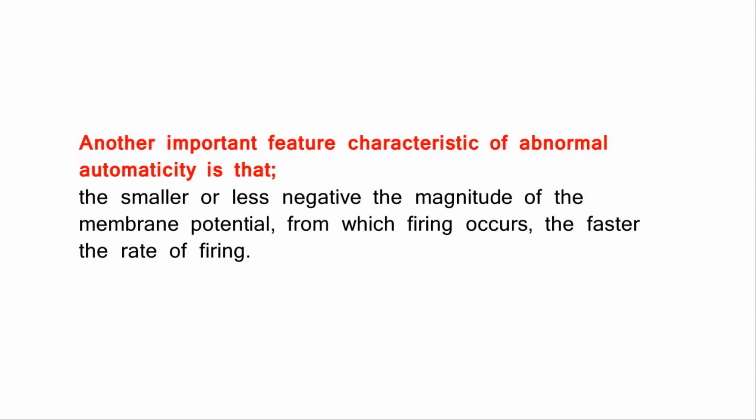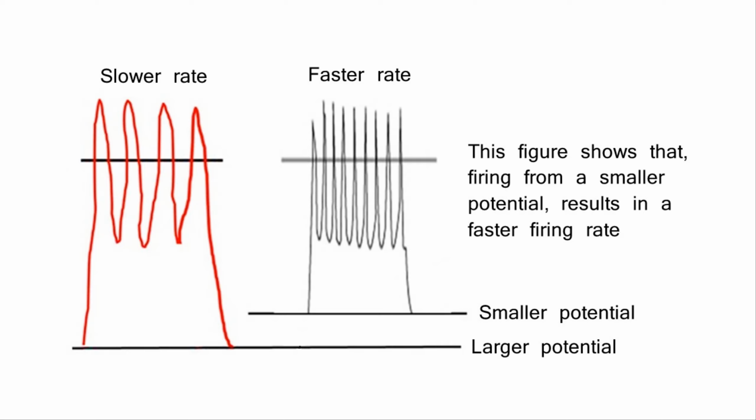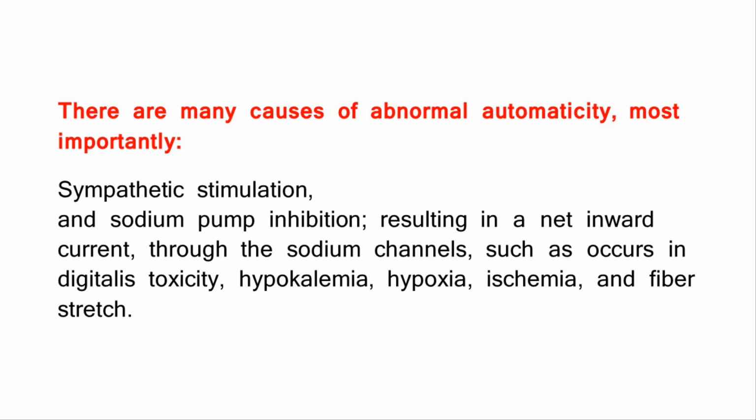Another important feature characteristic of abnormal automaticity is that the smaller or less negative the magnitude of the membrane potential, from which firing occurs, the faster the rate of firing. This figure shows that firing from a smaller potential results in a faster firing rate. There are many causes of abnormal automaticity, most importantly sympathetic stimulation and sodium pump inhibition, resulting in a net inward current through the sodium channels, such as occurs in digitalis toxicity, hypokalemia, hypoxia, ischemia, and fiber stretch.